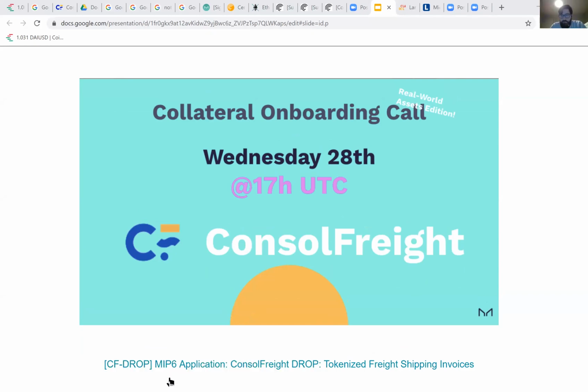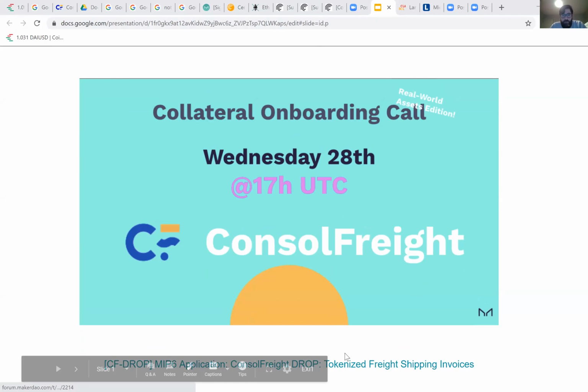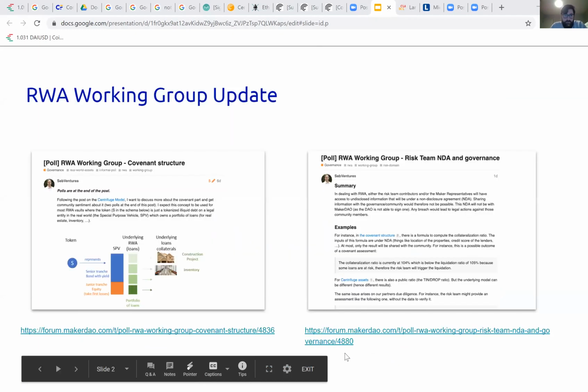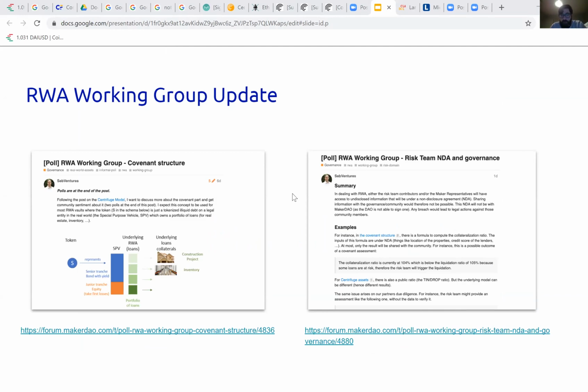Can you see that? Okay. Yeah. Perfect. Well, let's start straight away. So this component actually, Seb is going to make a comment regarding the real world assets working group. Yeah, sure, thanks.